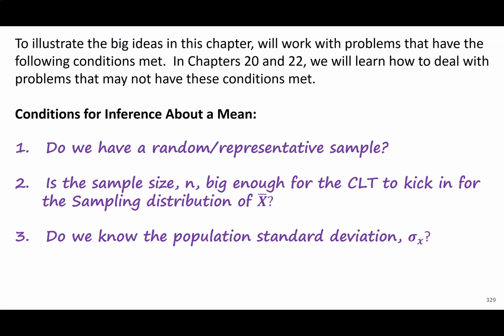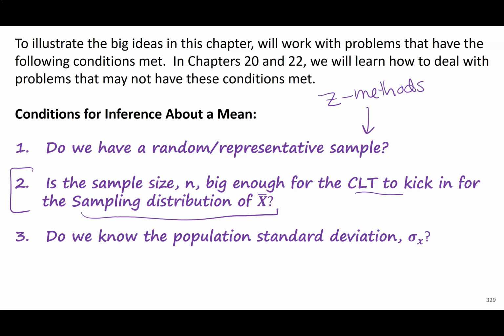So we're using Z methods or Z procedures. They're the same thing. And in order to use it, we need to meet these three conditions. The first, you need to ask yourself, hey, do we have a random or representative sample? You want to know that what's going on in this sample represents the population. If you can say yes, good. Then the second is going to be, is the sample size big enough that we know that the central limit theorem is going to kick in for the sampling distribution of X bar?